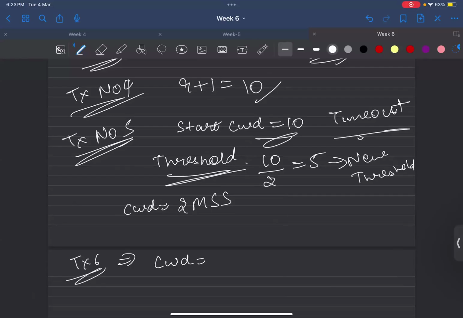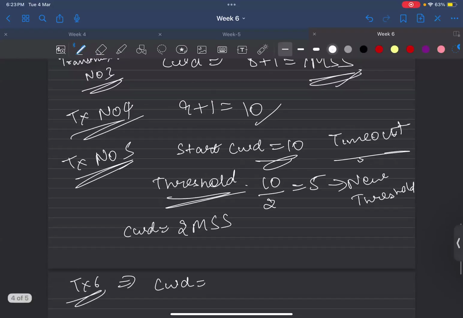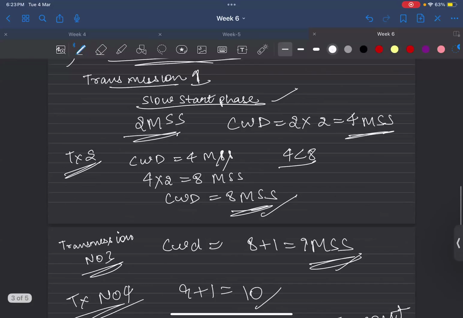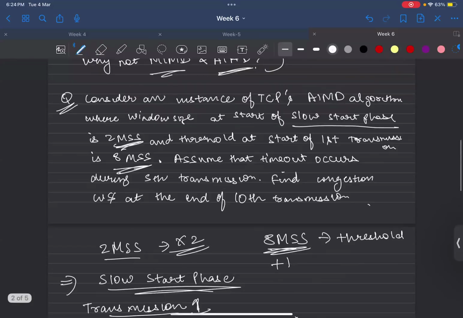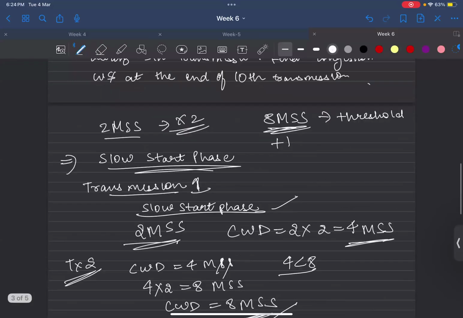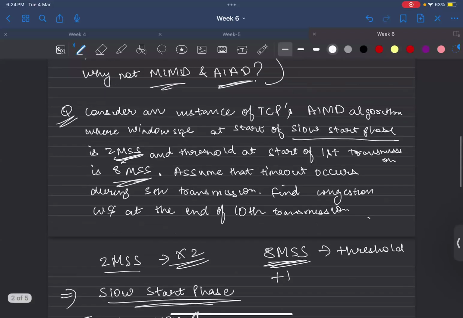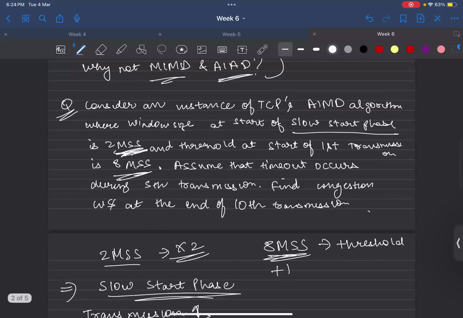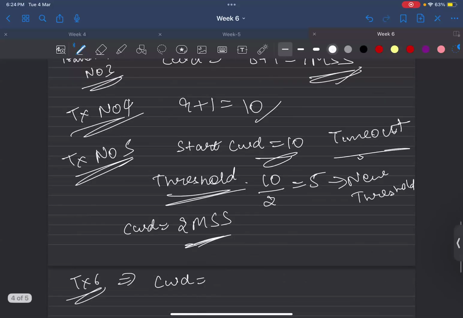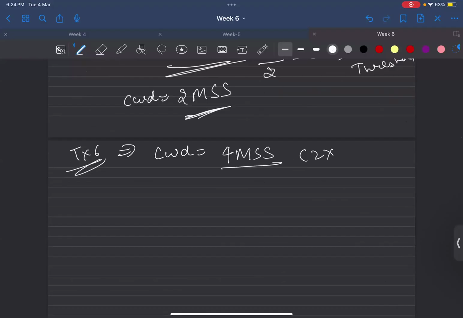Come on, class. Ma'am, again, we will restart slow start. Yes, then it will be 2, and again 4. But the starting is only 2. So we are starting from 2, not from 1. As in the question, the starting value is 2 only. So 2, then 4. Absolutely correct. That 2 multiplied by 2, that is 4.